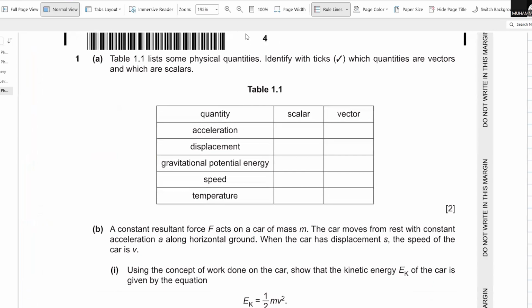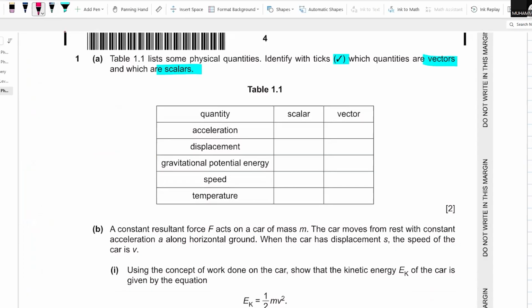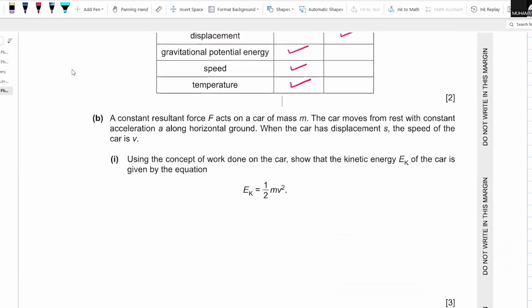Table 1.1 shows some physical quantities. Identify with a tick which quantities are vectors and which quantities are scalar. Okay, which quantities are vector? Acceleration is a vector. Displacement is also a vector. Gravitational potential energy is a scalar, speed is a scalar, and temperature is also a scalar quantity. Okay, let's further move ahead.